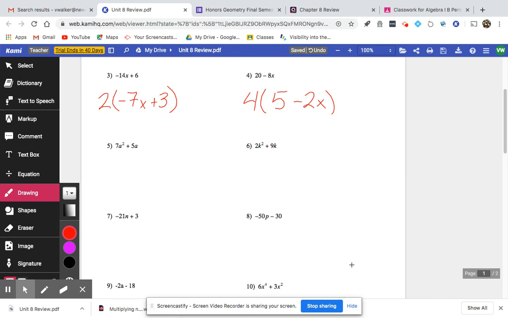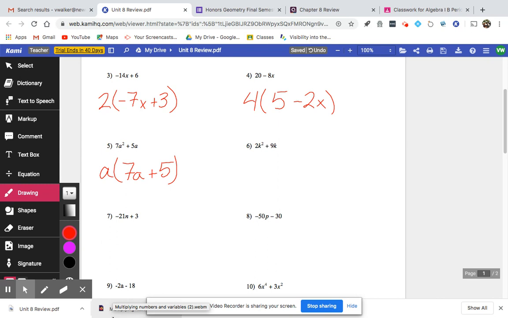For number 5, we need to look at both maybe a number and maybe a variable. I know both of them have an a, so I can at least factor an a out. Can I factor out a number? Is there a common number between 7 and 5? And the answer is no. So when I factor an a, I have one a outside of the parentheses. That means from the 7 and the 5, I need to take an a away. So I have 7a plus 5 left in the parentheses.